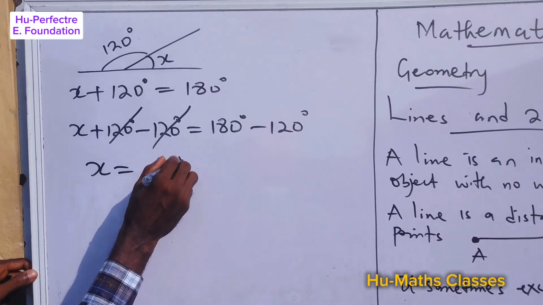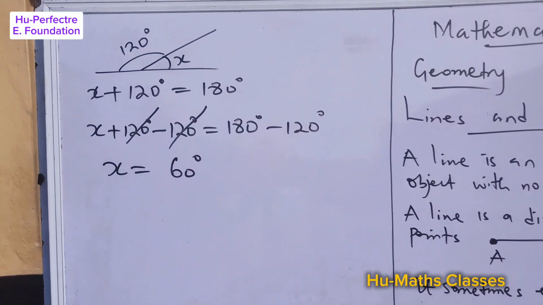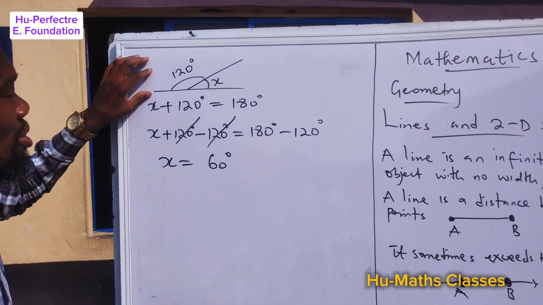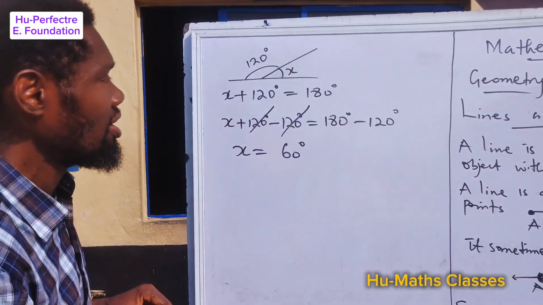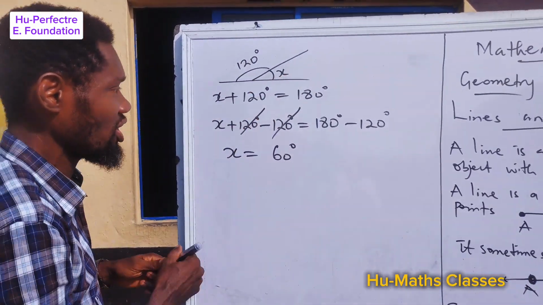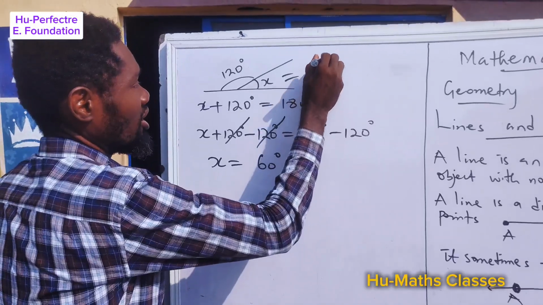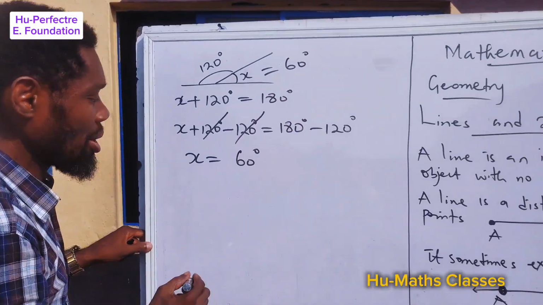That will give us 60 degrees. So the part that is unknown in this given geometric problem is 60 degrees. So here is 60 degrees. We could have other problems solved also.